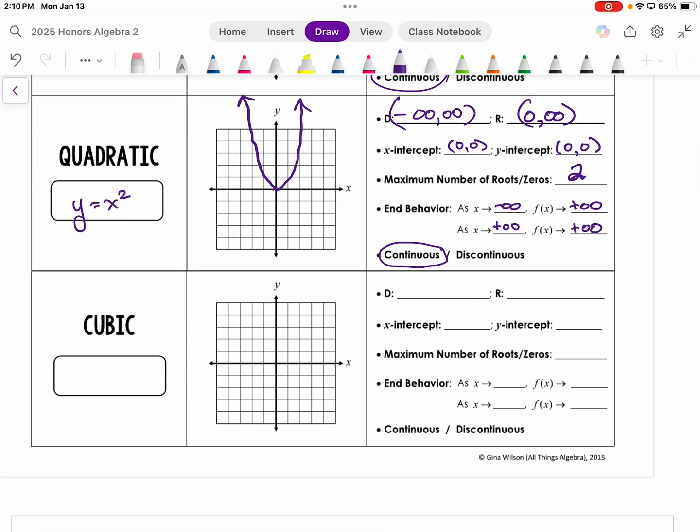All right, cubic function. Y is equal to x to the third power. That one, I always have to draw it from the top right. That one basically looks something like this.